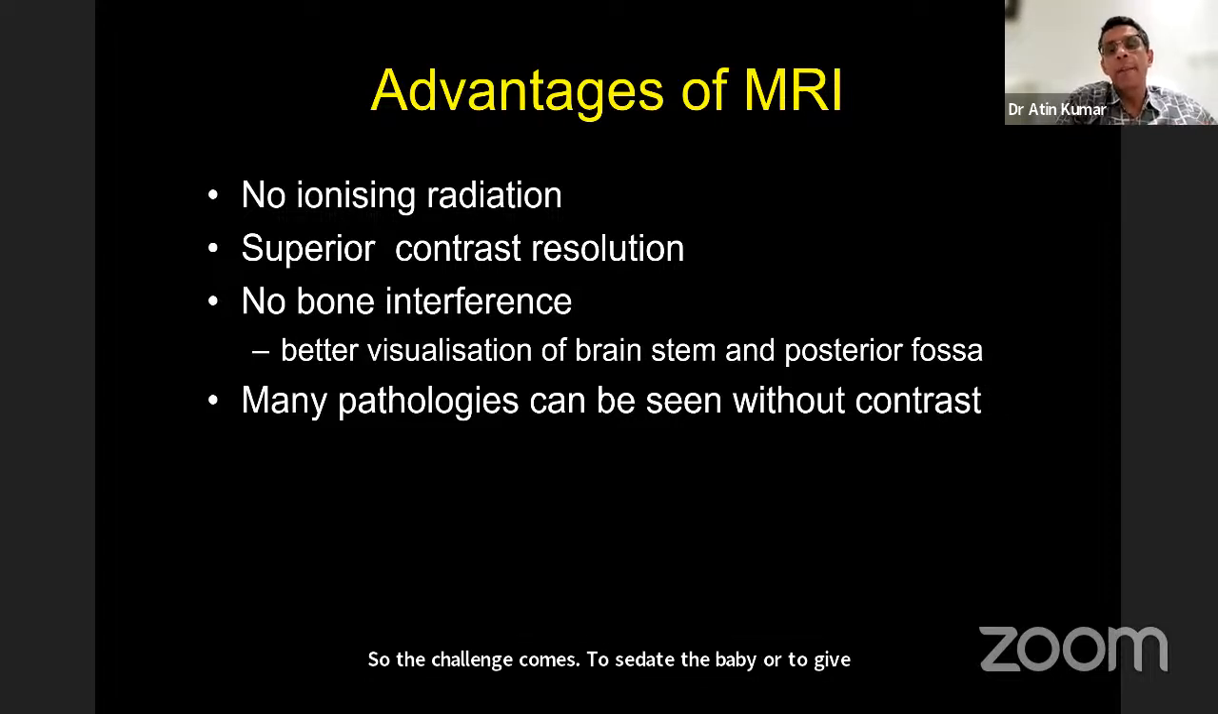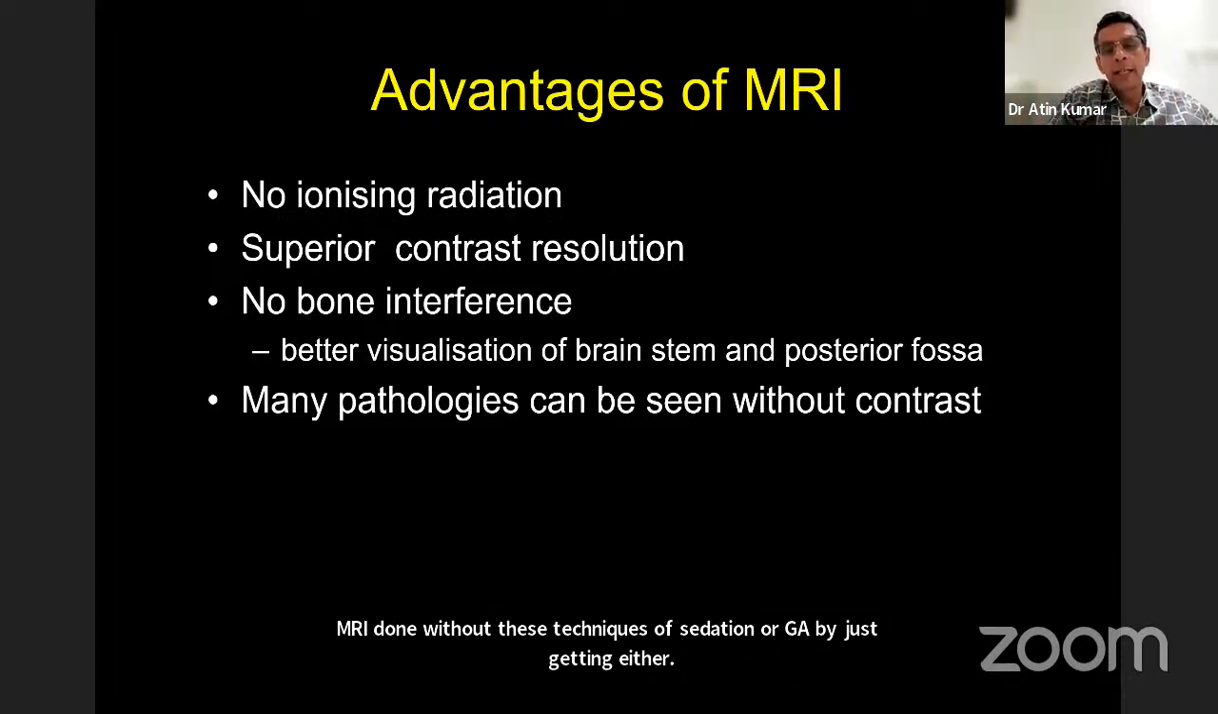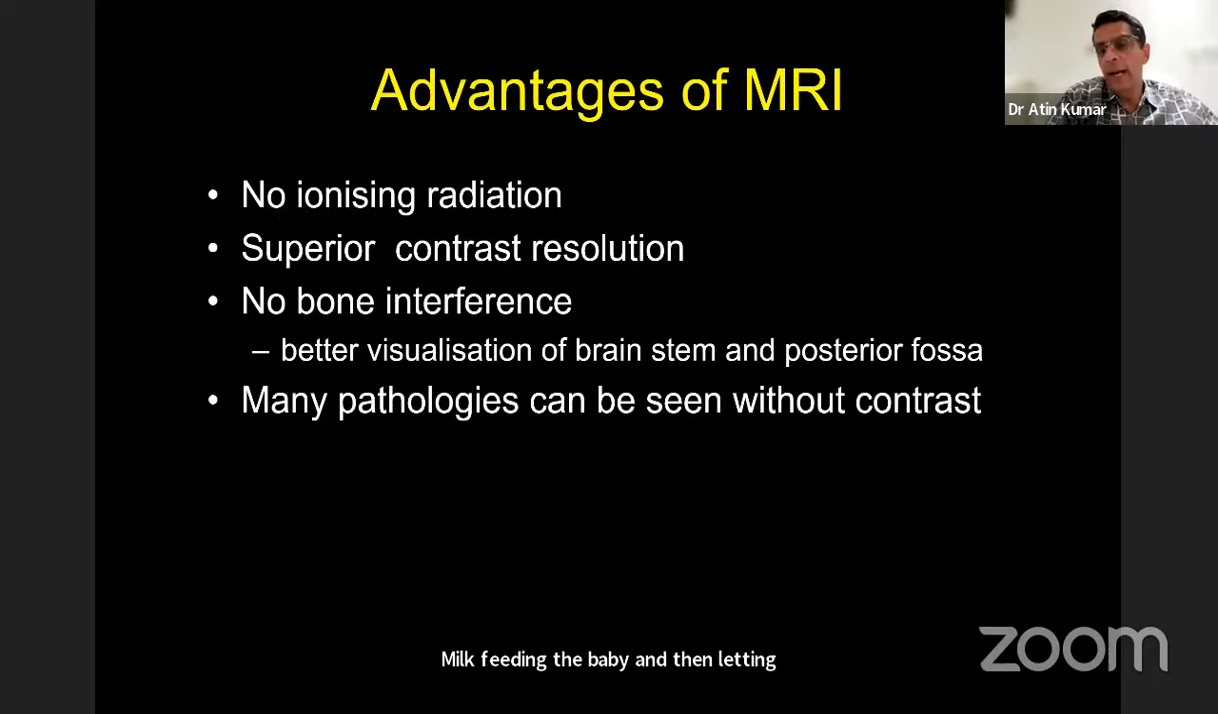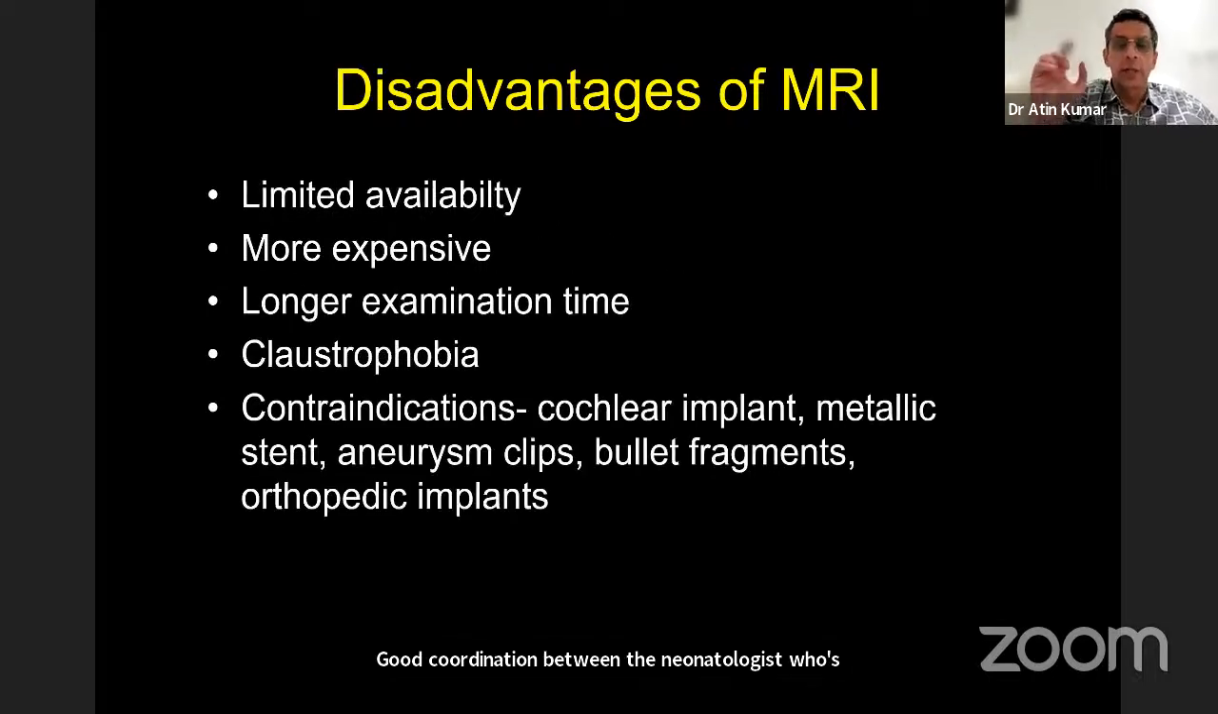So therefore, MRI has to be used judiciously. I know that in the neonatal age group, we can actually get an MRI done without these techniques of sedation or GA, by just milk feeding the baby and then letting him or her go off to sleep and then trying the MRI. We can always try and get it done. But it is best done with good coordination between the neonatologist who's getting the child for the MRI and the radiologist.